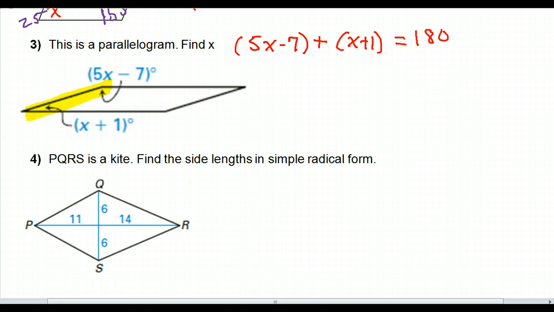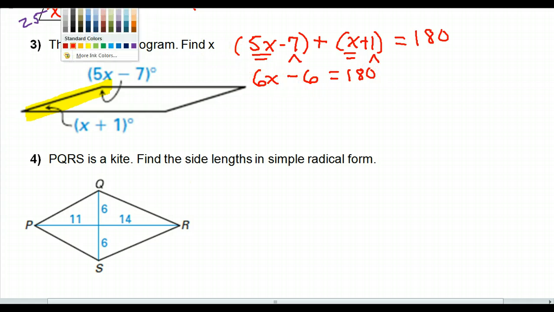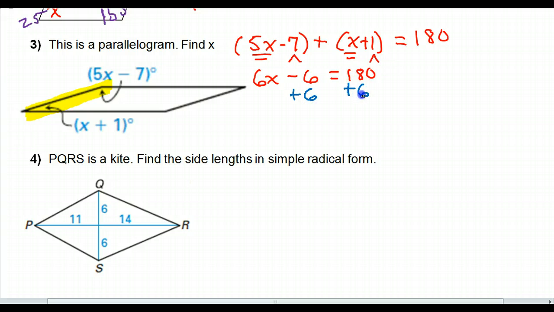Okay? So, in this case, the parentheses are not really doing anything. So I'm just going to combine like terms. So 5x plus x, that's 6x. Okay, negative 7 and positive 1 make negative 6. Alright, and that's equal to 180. So I'm just going to add 6 to both sides.